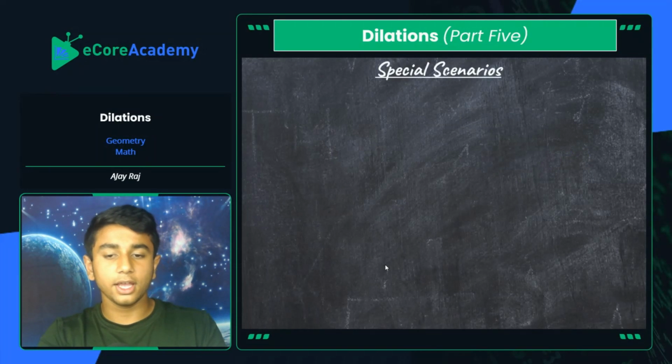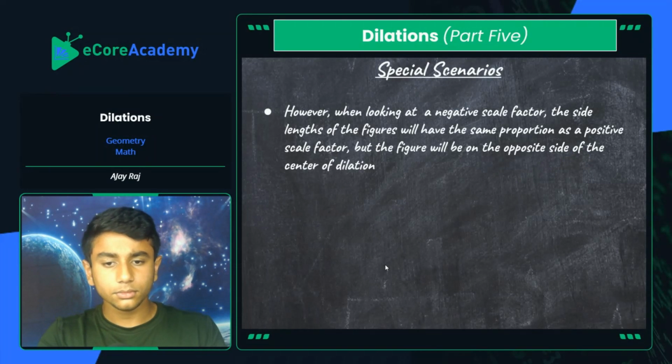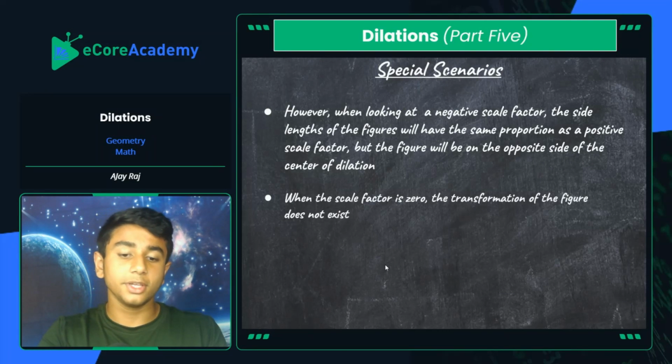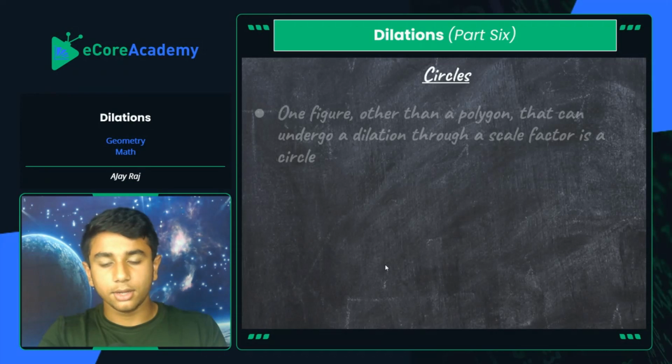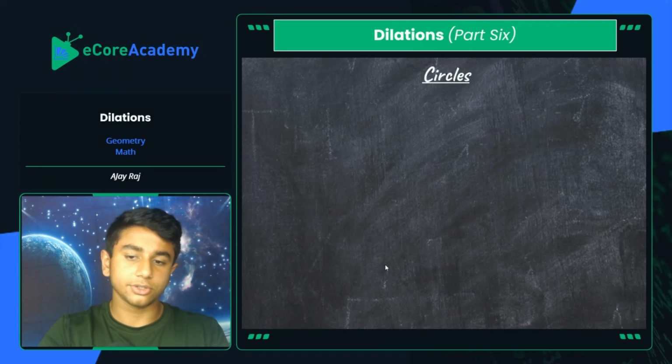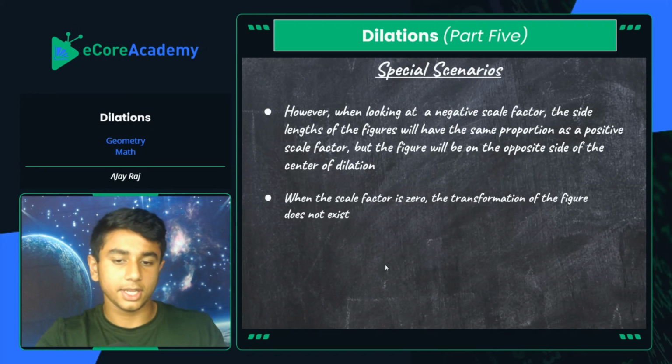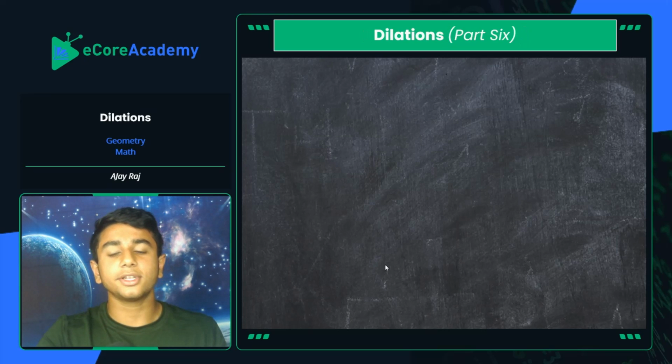So dilation is part 5. This is just a recap of what I was saying: special scenarios, negative scale factors, and when the scale factor is 0. Now let's look at circles. This is our final special scenario here, and I just added this if you want to take these notes down, but you can always pause if you want to take the notes there. I just wanted to add that again about negative scale factors and when a scale factor is 0. All right, so let's look at dilations part 6.